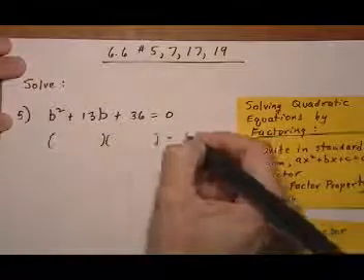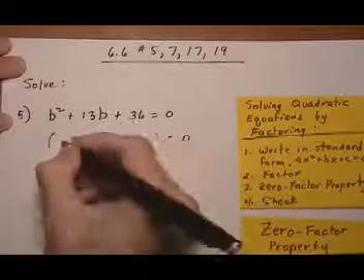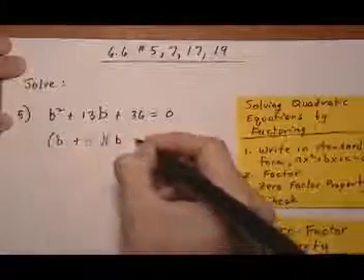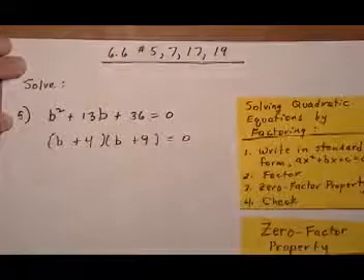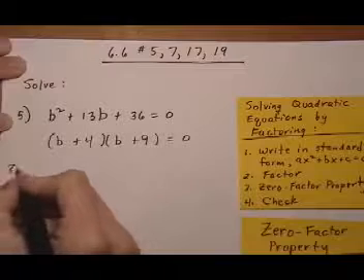And it's a trinomial, so it's going to be binomial factors. And we want factors of 36 that add up to 13, so we'll use plus 4 and plus 9. And now we're going to apply the zero factor theorem.